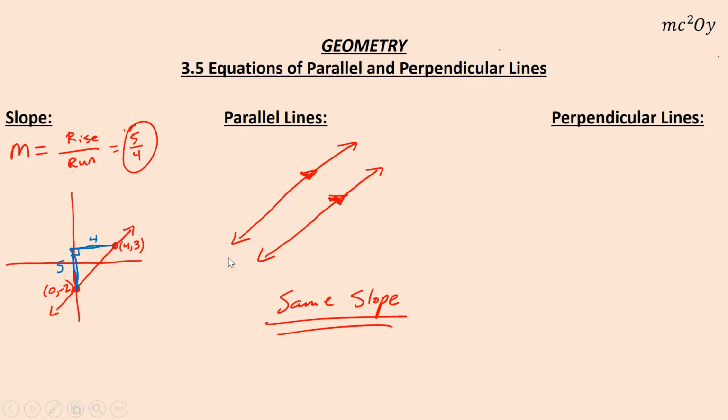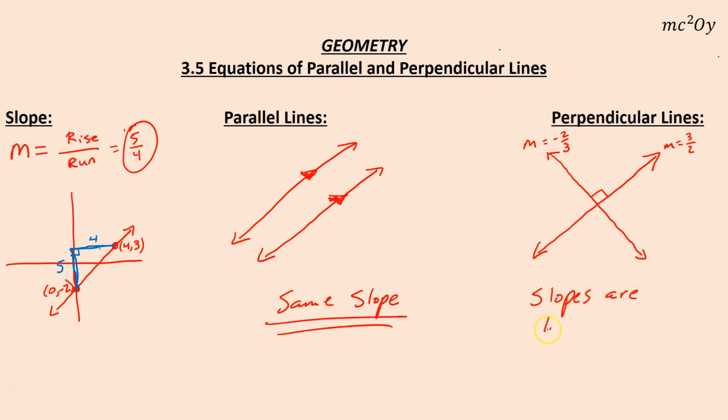And then recall from algebra perpendicular lines. Let's say we have a line going like so, and then we have a second line cutting through that one perpendicular. We'll get our right angle marking there. Well, if this slope, say, was -2/3, this slope would have to be the inverse reciprocal. So the slope of this line would be 3/2. So slopes of perpendicular lines are inverse reciprocals of each other.